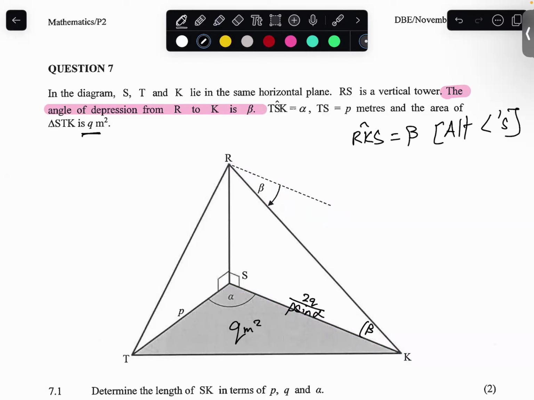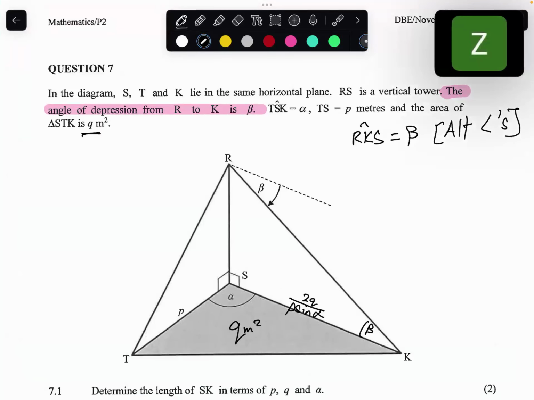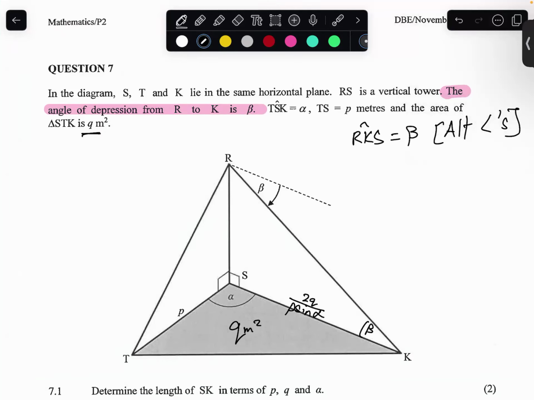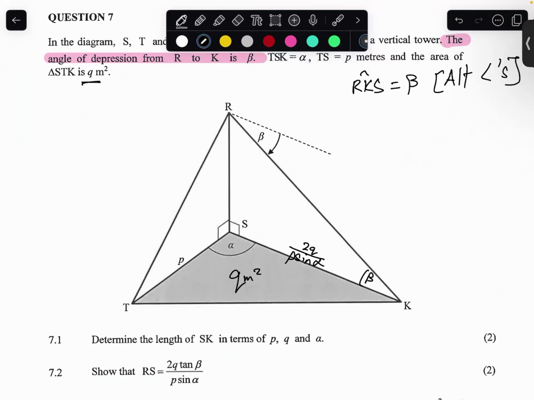Okay, pause. Okay, so as I was saying, RKS will be beta because of alternate angles. And now the question's asking us to show that RS, oh my, okay, RS is equal to all of that drama.